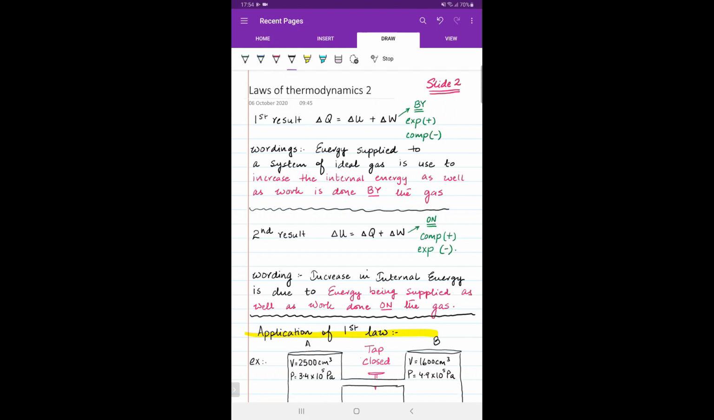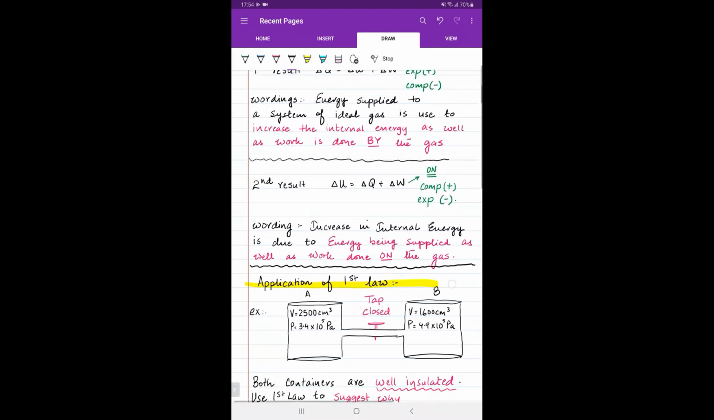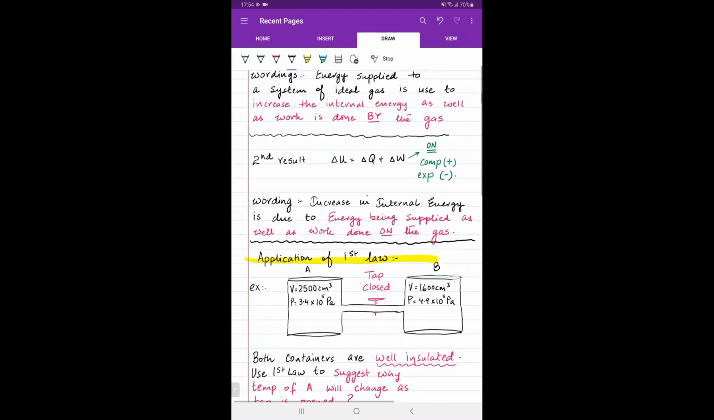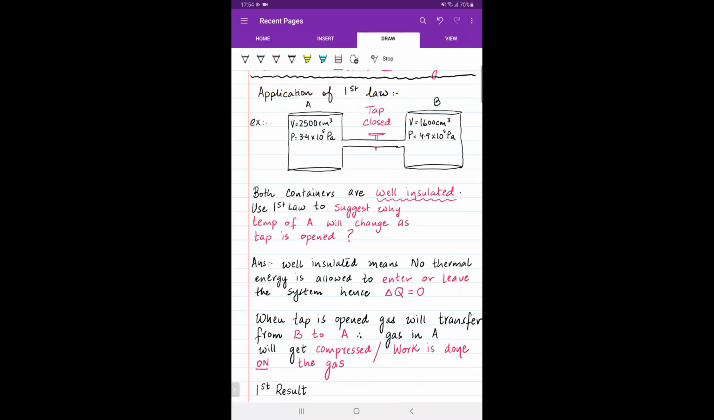As a question, look at it first. Okay, so look at the diagram first. There are two containers labeled as A and B. The volume of the gas is given to us. The pressure of the gas is given to us. And the tap is initially closed.